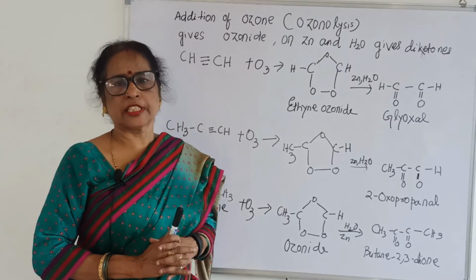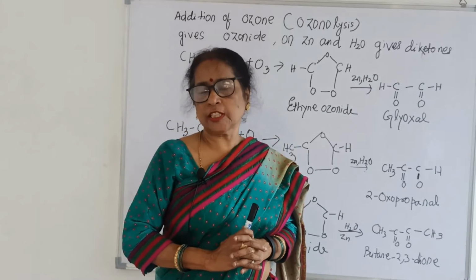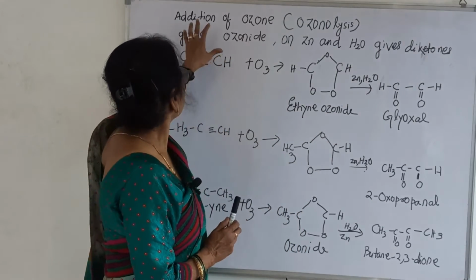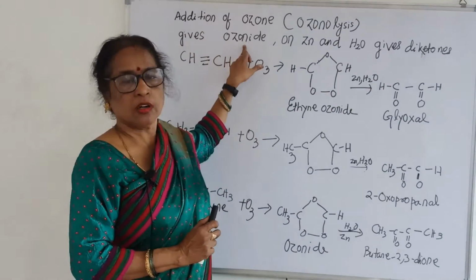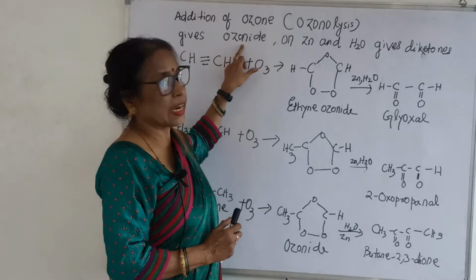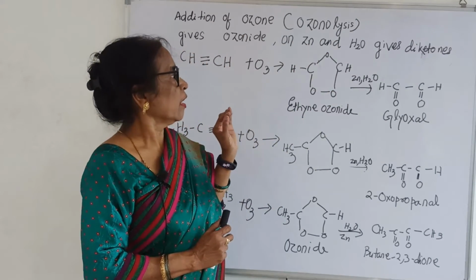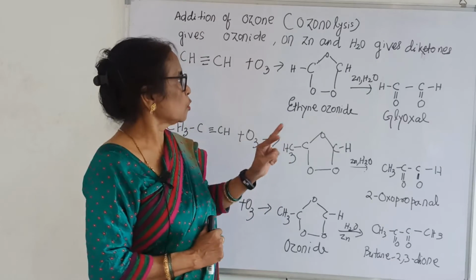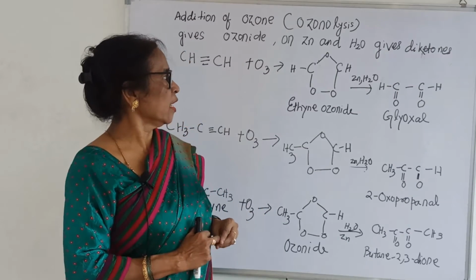Next reaction we will see is the addition of ozone. What is addition of ozone? The process is called ozonolysis. First, when ozone is added, the product is called ozonide. Ozonide, when treated with zinc and water, gives a diketone. Diketone means two CO groups.